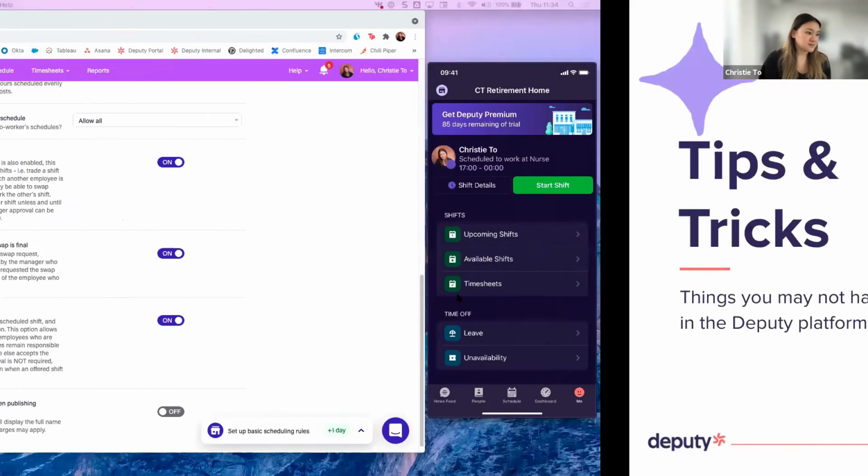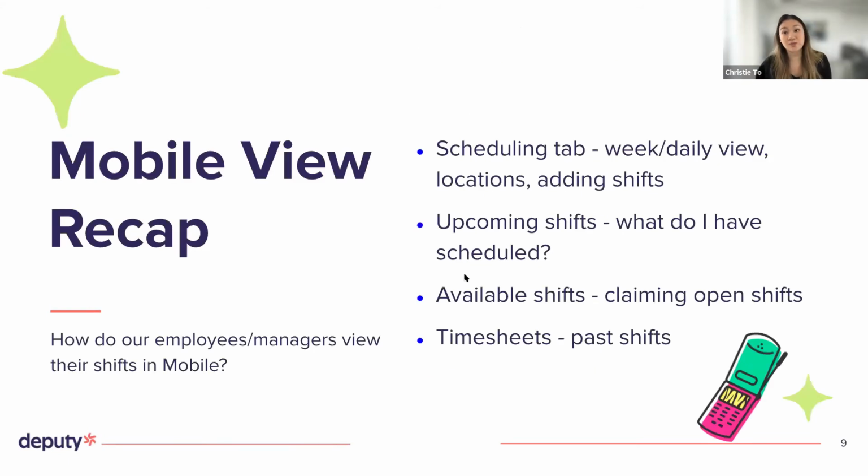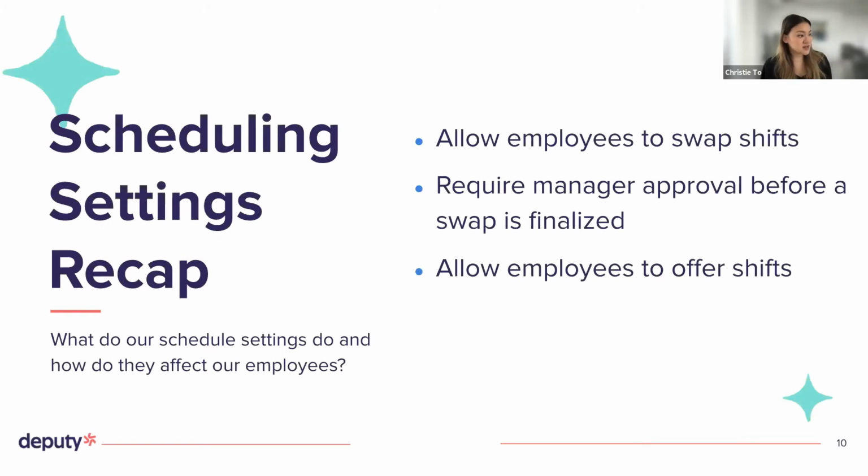All right. So just a quick recap of what we went over. In our mobile view, we took a look at the scheduling tab. We saw weekly and daily views, locations, and the ability to add shifts. We took a look at upcoming shifts, so what I have scheduled, available shifts, things that I can claim, as well as timesheets, so past shifts I worked, as well as details associated with that. Within our scheduling settings, we also took a look at allowing employees to swap shifts, requiring manager approval before a shift swap is finalized, as well as allowing employees to offer shifts.